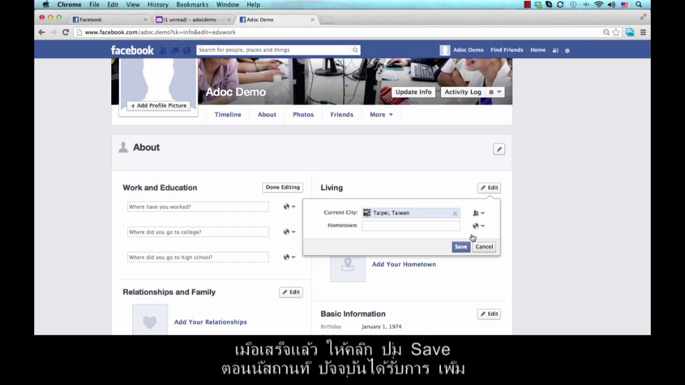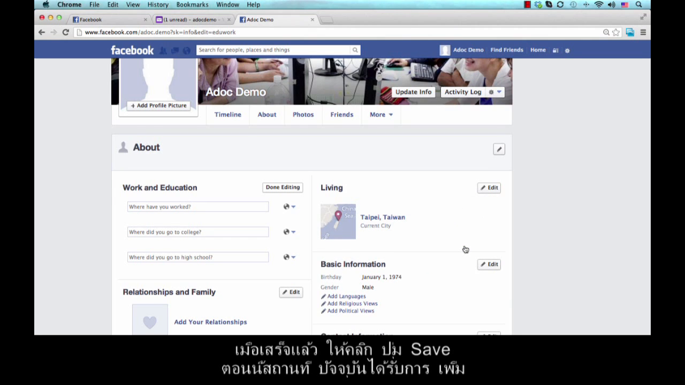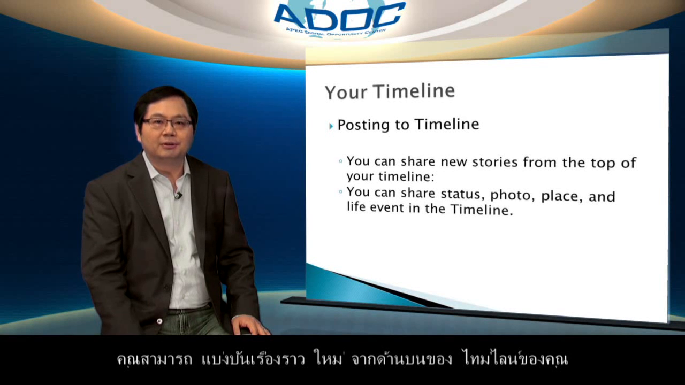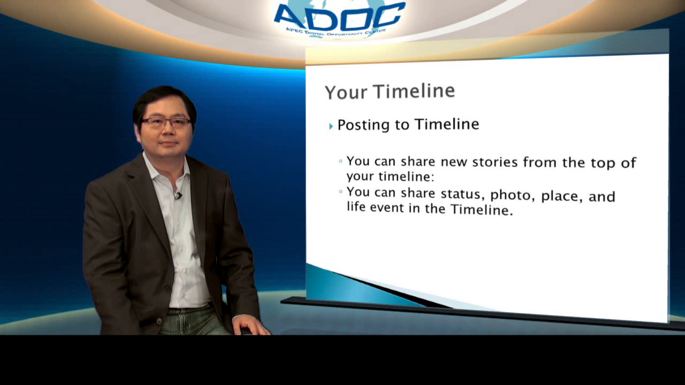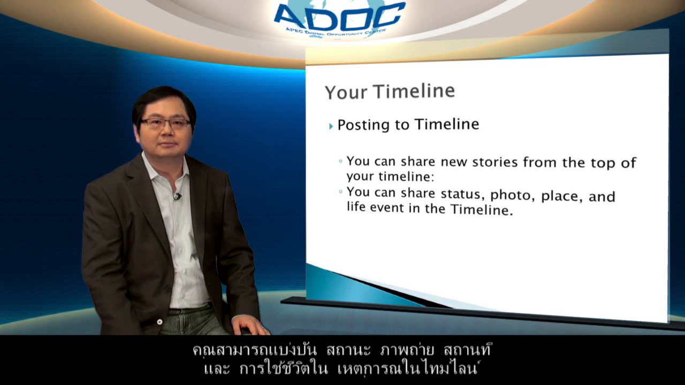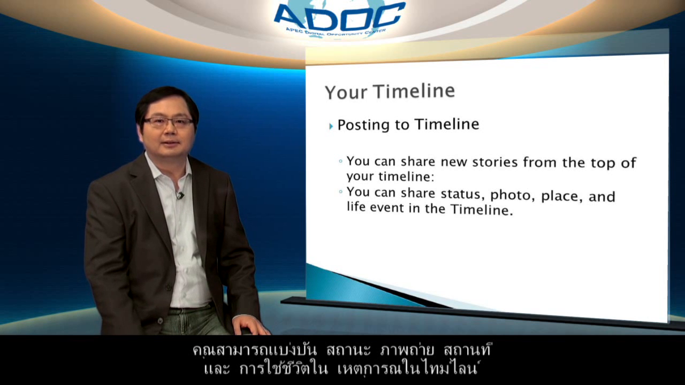When you are done, click Save button. Now the current location has been added. You can share new stories from the top of your timeline. You can share status, photo, place, and life event in the timeline.